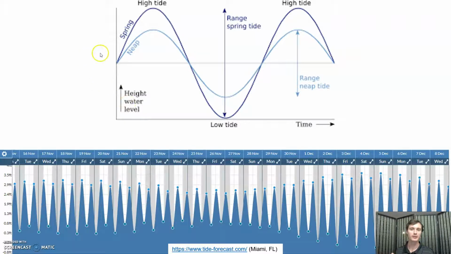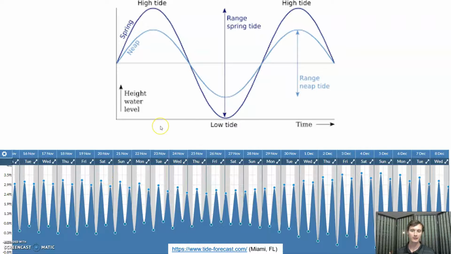So to review, this is what we might see if we have spring tides and neap tides on a graph, right? So we have water level going up or down, so high tide and low tide. We notice that with the spring tide, the highs are higher, the lows are lower. The neap tide, each one is a little bit more subdued, right? So we have a bigger tidal range for the spring tide, smaller tidal range for the neap tide, and we're traveling forward in time here, and the same is true of this graph below, right? So we have water level, and we have time.